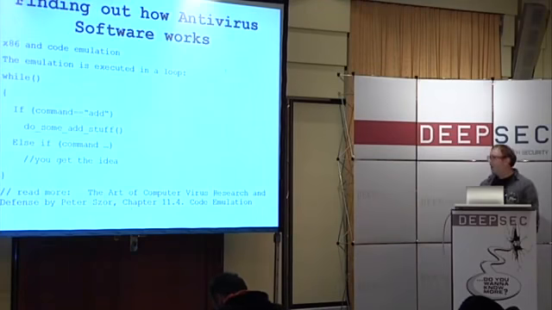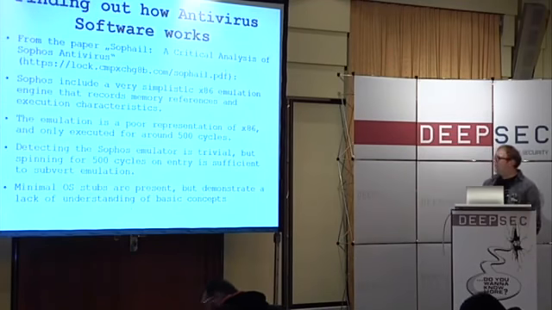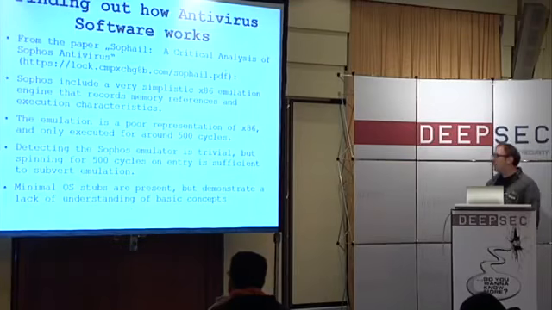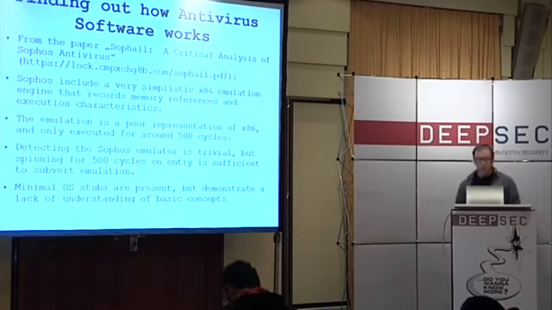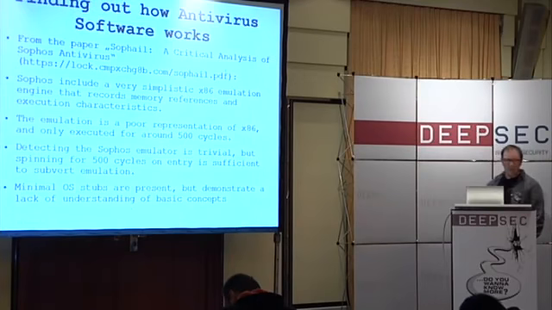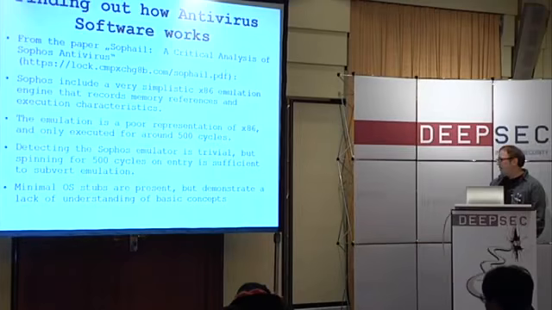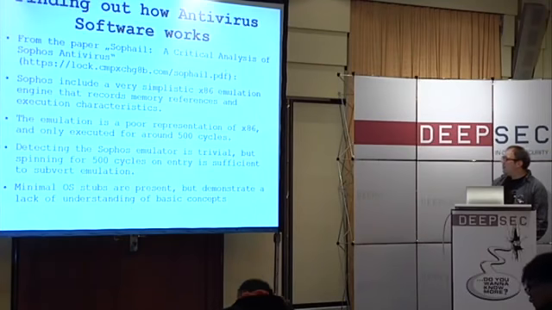So how does that look in reality? This is from the paper, a critical analysis of antivirus software. This paper is from the end of 2011, and it hasn't become better since then. Here you can see a few things. The emulation is poorly represented and only executed for around 500 cycles, which is sufficient to subvert emulation and so on.